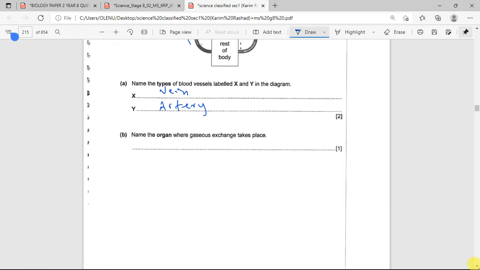Now, name the organ where gaseous exchange takes place. Gaseous exchange takes place in the lungs.